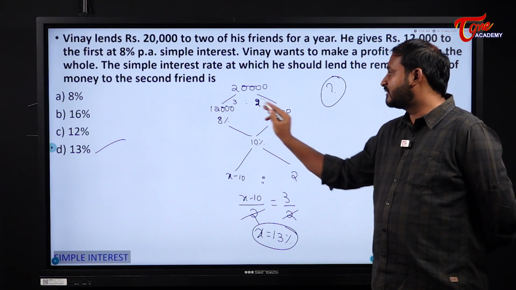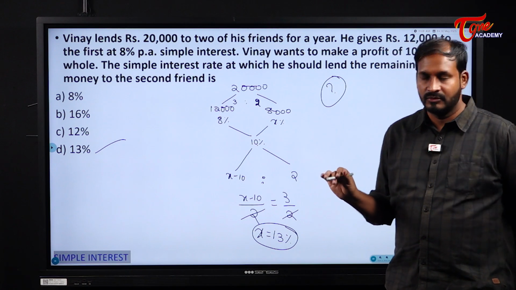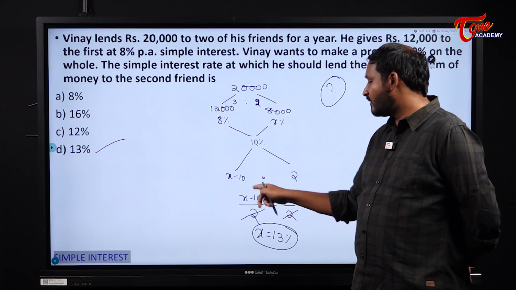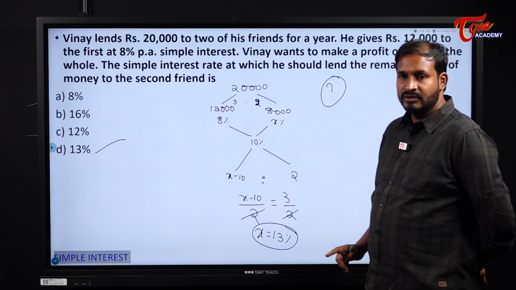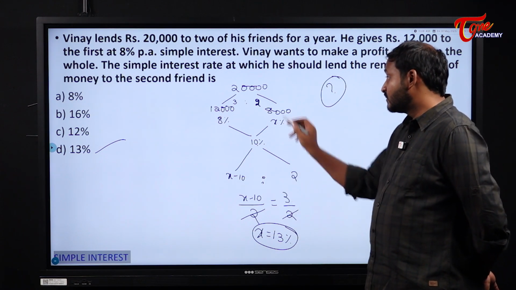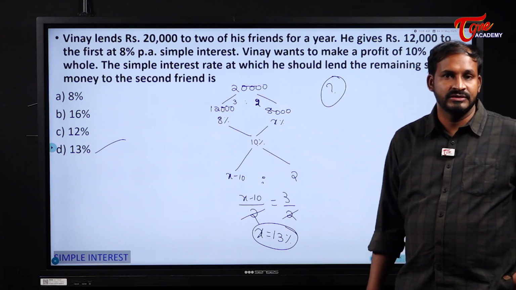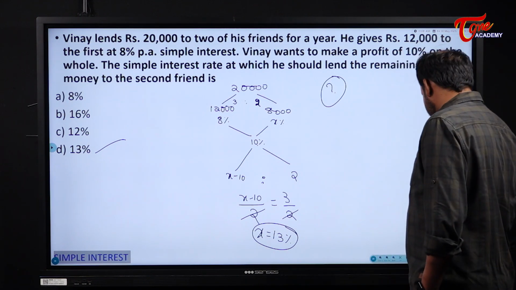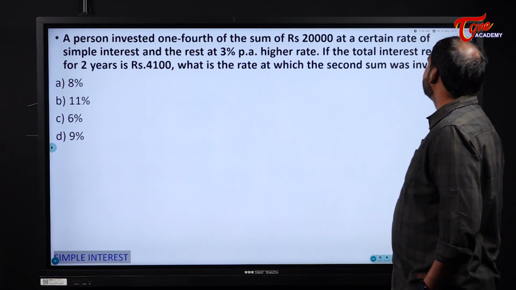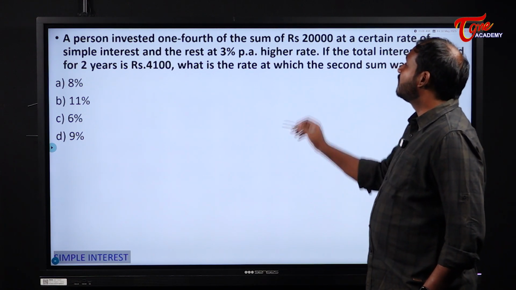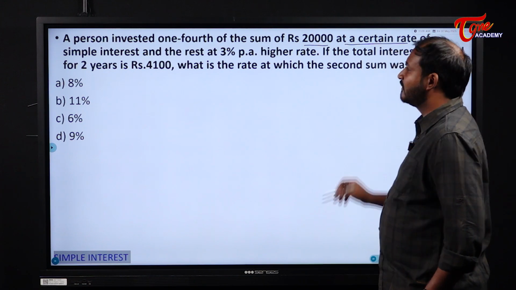So for 12,000 and 8,000, the ratio should be 3:2 between them. According to the allegation rule, what we are getting? x minus 10 by 2 is equal to 3 by 2. So simply I substituted those values. That's it. Next one.